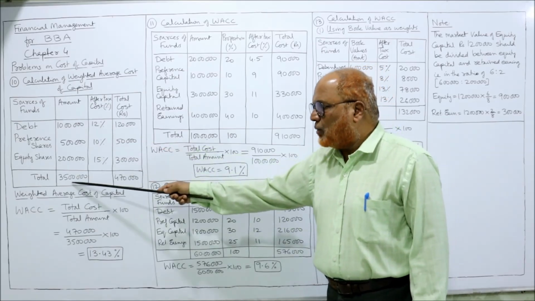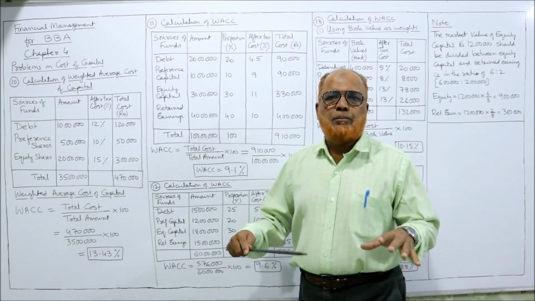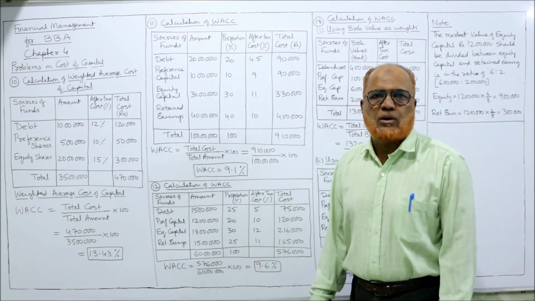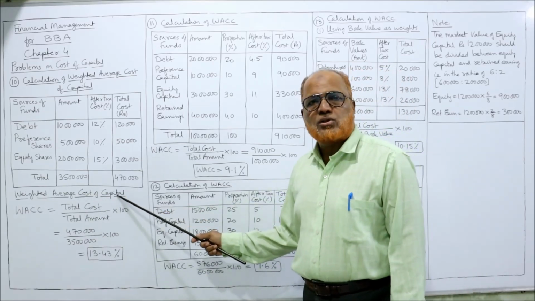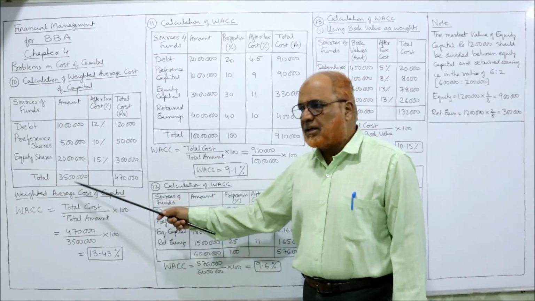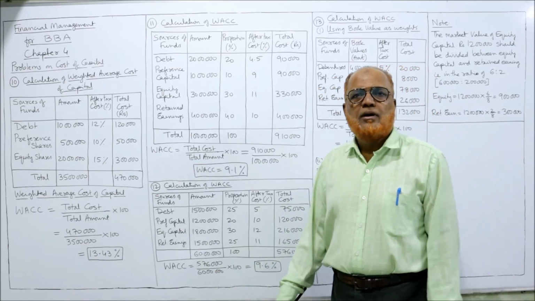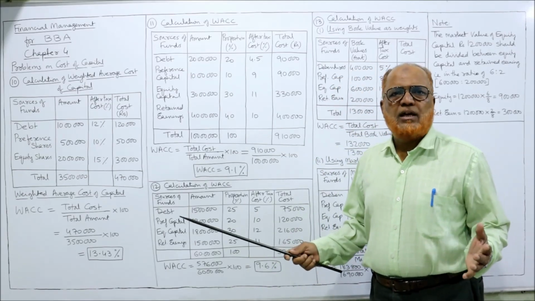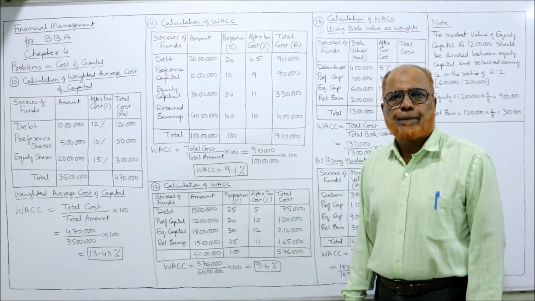And the total of the amount, 35 lakhs. The total funds employed in the business is 35 lakh, on which the cost paid is 4,70,000. What is the average cost? So WACC, weighted average cost of capital, is total cost by total amount into 100. So 4,70,000 by 35 lakh into 100, you will get 13.43%. So simple. In examination, you may get this type of problem. The calculations are very easy, very simple. Formula is total cost by total amount into 100.